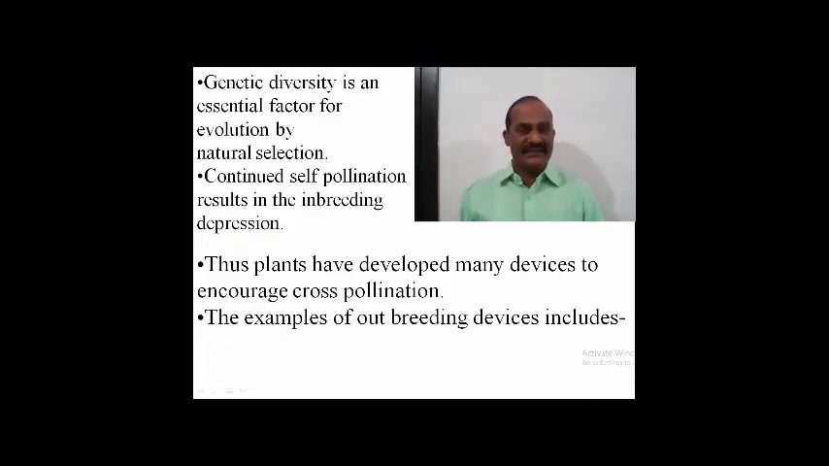Genetic diversity is an essential factor for evolution and natural selection, and continued self-pollination will result in inbreeding depression. As a result of that, the genetical quality of the offspring may drop down. Thus, the plants have developed many devices to encourage cross-pollination and prevent self-pollination. The examples of outbreeding devices we are going to see one by one.